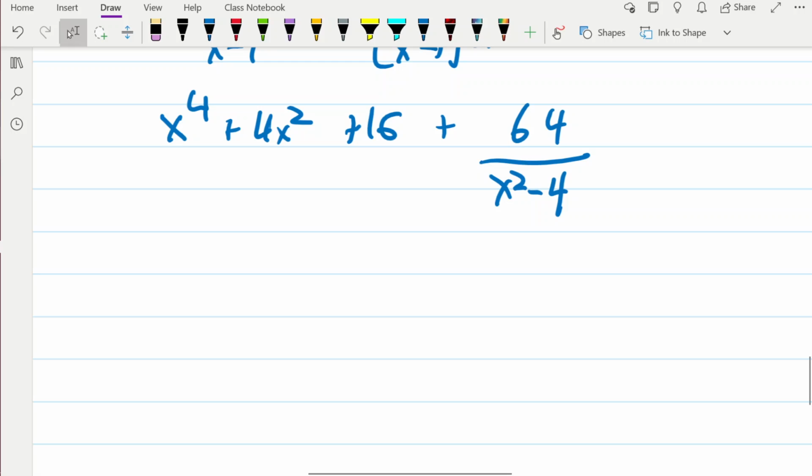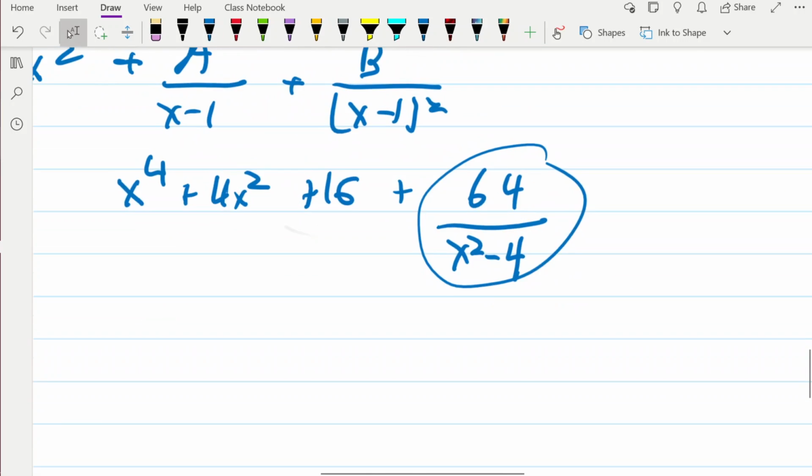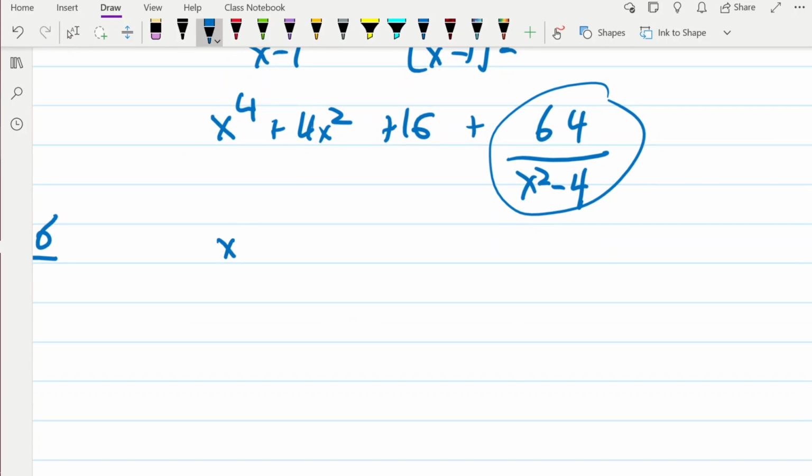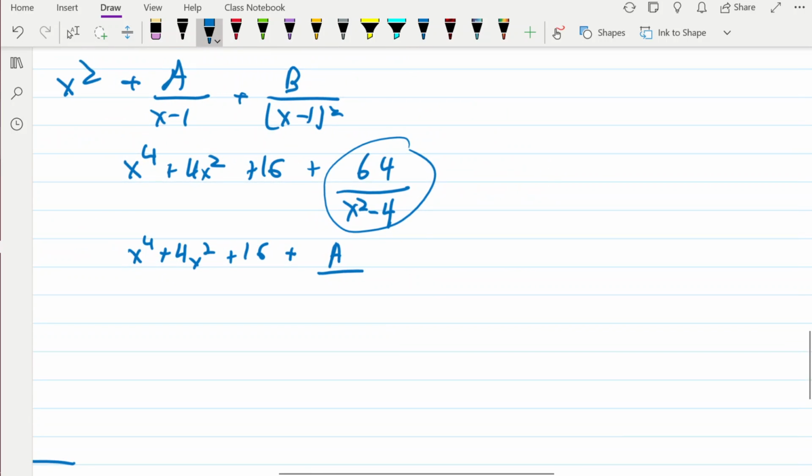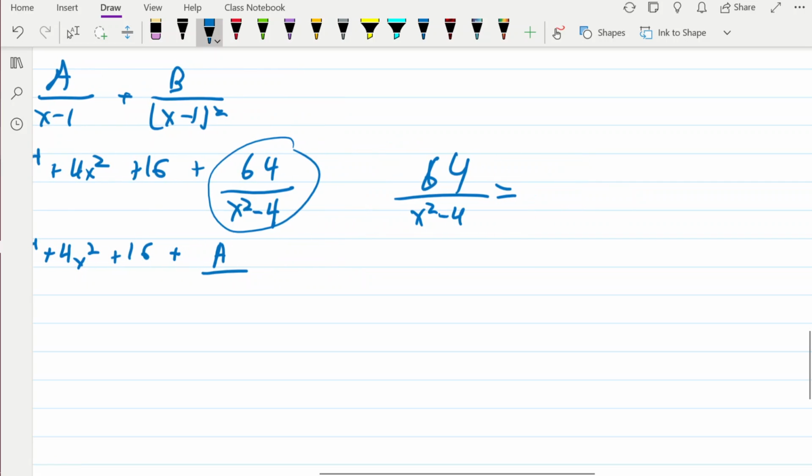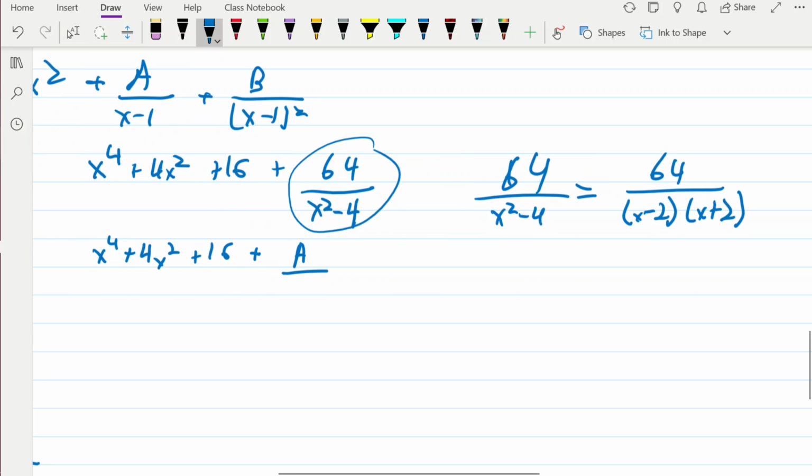And then we just can turn this into a partial fraction. So we're going to end up getting x to the 4th plus 4x squared plus 16 plus, and then we need to factor it first. So 64 over x squared minus 4 equals 64 over x minus 2 times x plus 2. So a over x minus 2 plus b over x plus 2. And then that is the correct answer.